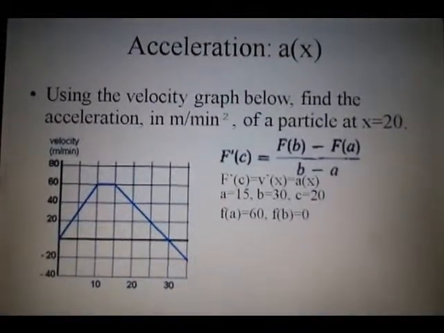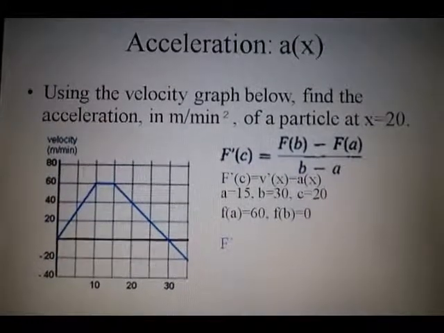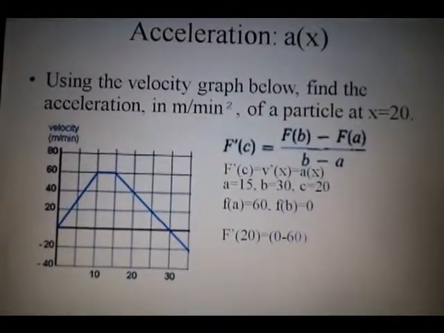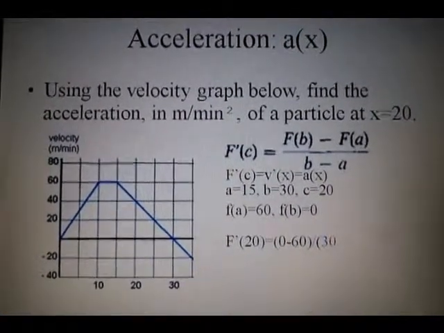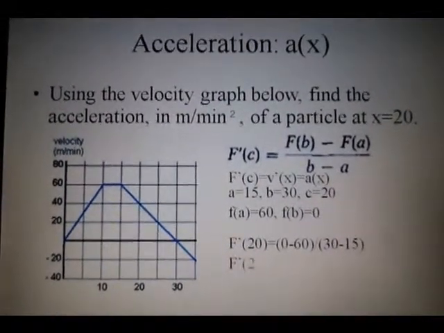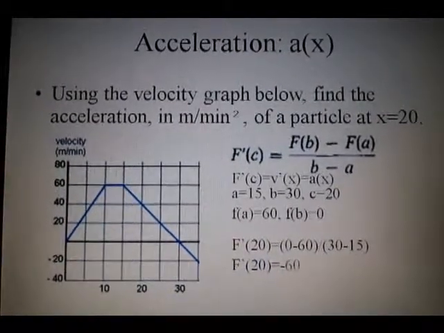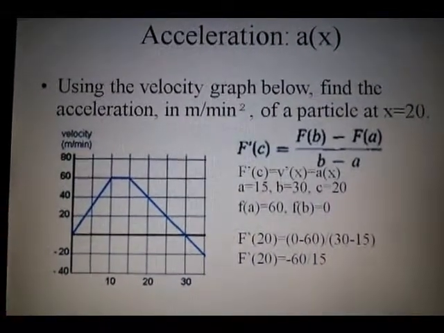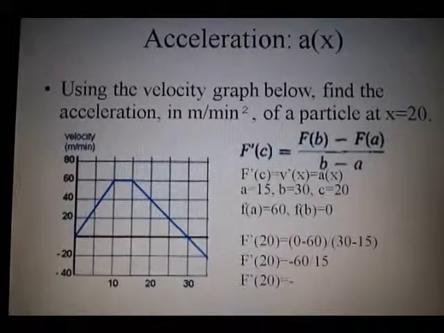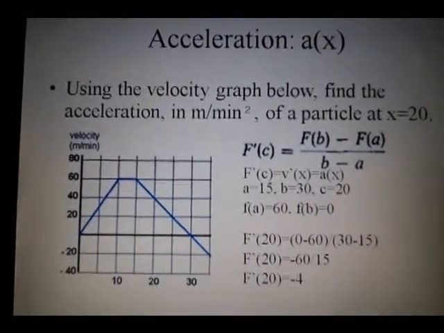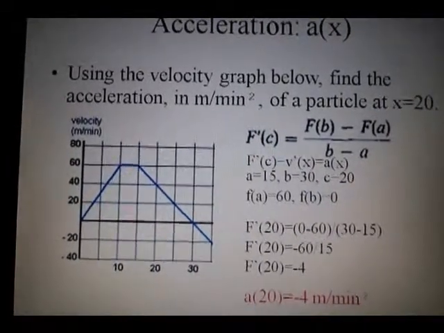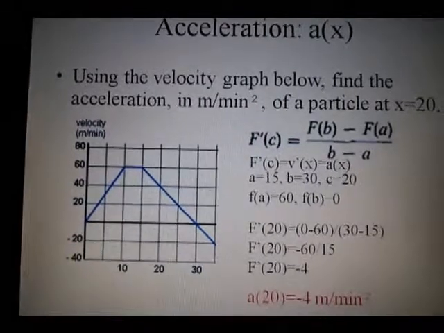Now that you have all the pieces, you can substitute into the formula to find the answer. f prime of 20 equals 0 minus 60, all over 30 minus 15. From here on, you simplify till you find your final answer. Negative 60 over 15. If you simplify once more, you get negative 4. And so your answer is a, the acceleration at x equals 20, equals negative 4 meters per minute squared.